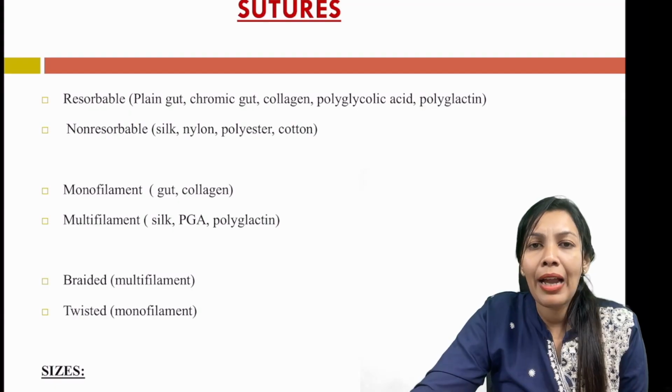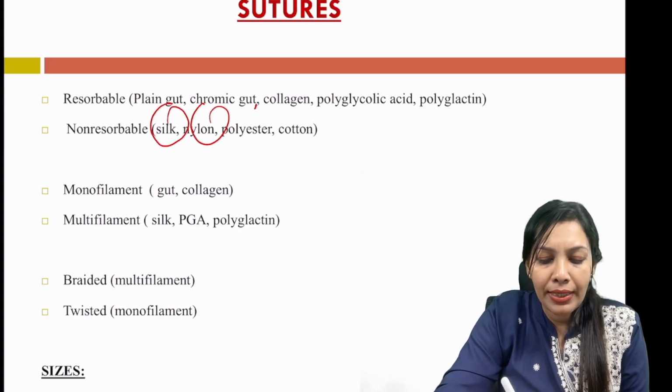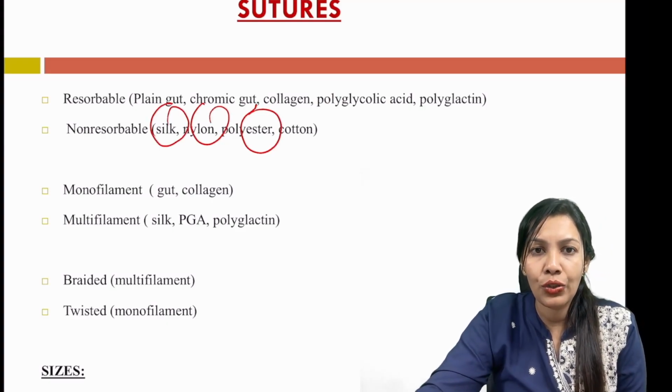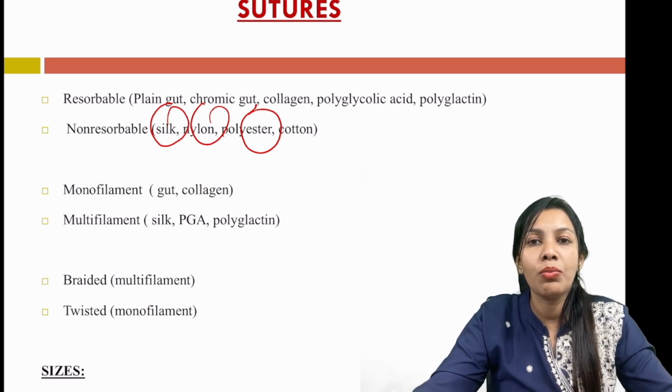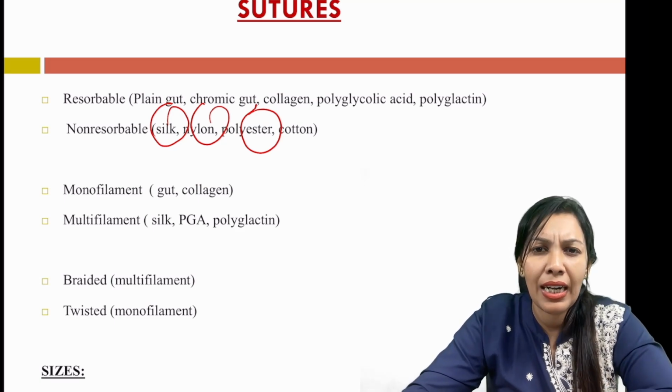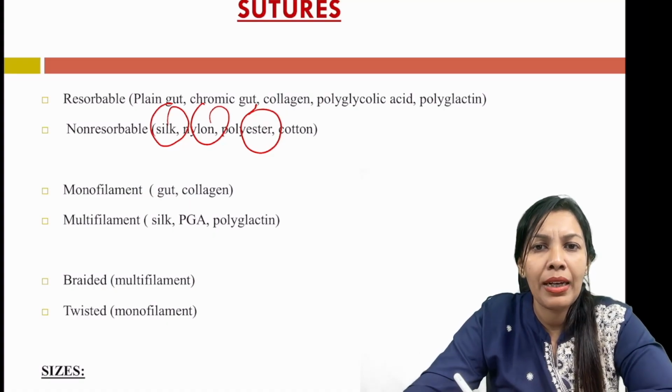Now, once the flap is reflected, another important thing is sutures. Sutures are of two types, resorbable sutures and non-resorbable sutures. Silk, nylon, polyester, etc. are non-resorbable sutures, and resorbable sutures are those mostly extracted from animal gut, like chromic gut, collagen, polyglycolic acid, etc.